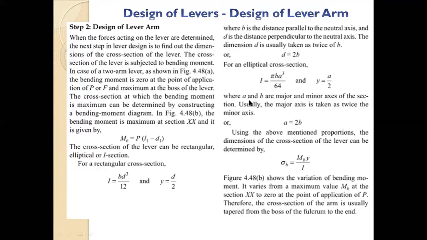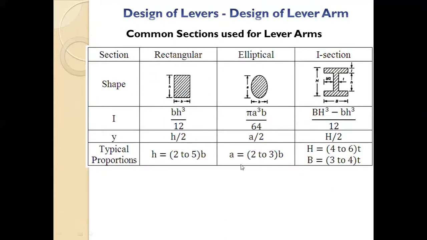Now we'll quickly go through the formulas. For the rectangular cross section, I is BH cube by 12, or BD cube by 12, whatever you want to call it, and y is equal to H by 2 or D by 2. For elliptical, it is pi by 64 A cube B. For circular, A and B are the same, so it becomes pi by 64 D raised to 4.